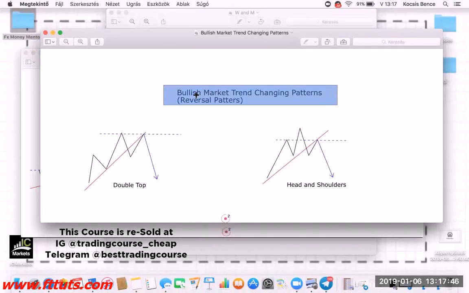We have 2 trend changing patterns on the bullish market. The first one is the double top. The second one is the head and shoulder. Definition for double top, we have trend line.